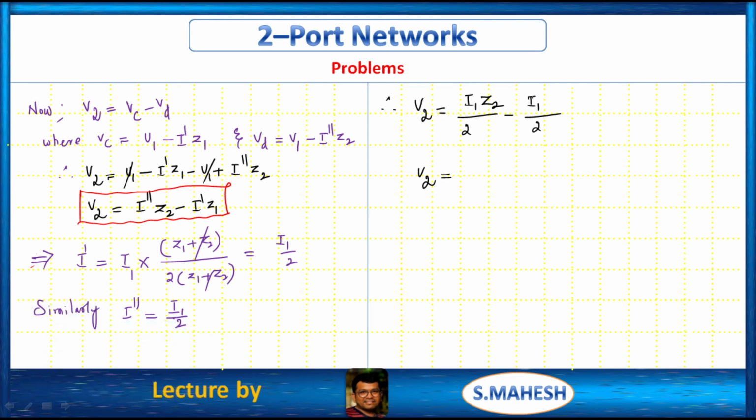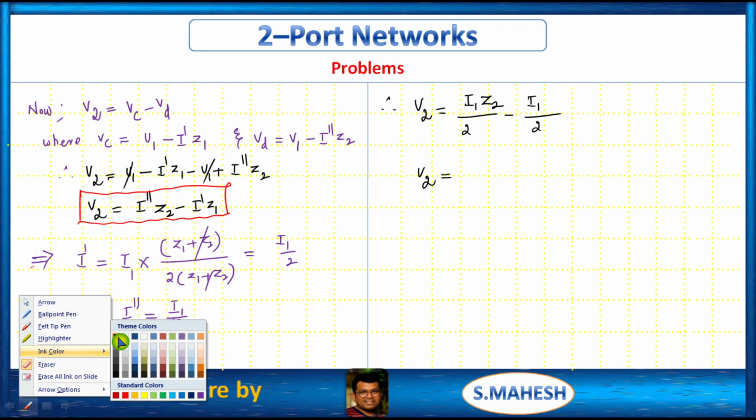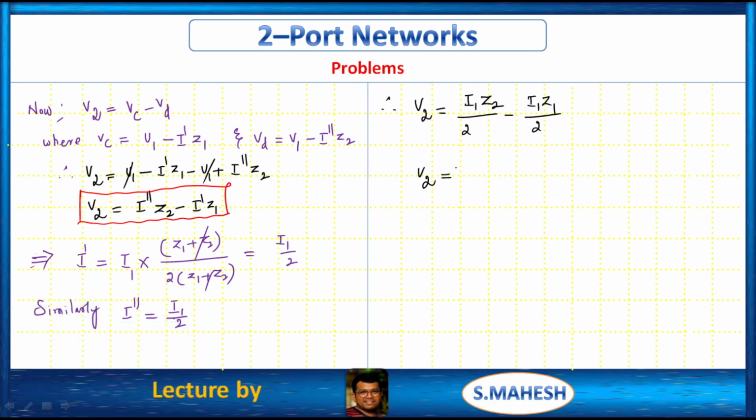This is Z2, Z1. From this, I1 by 2 is common. This is Z2 minus Z1. From this, we have to get V2 by I1, right? V2 by I1 is equal to Z2 minus Z1 by 2, which is equal to what? V2 by I1 is nothing but Z21. That's it.